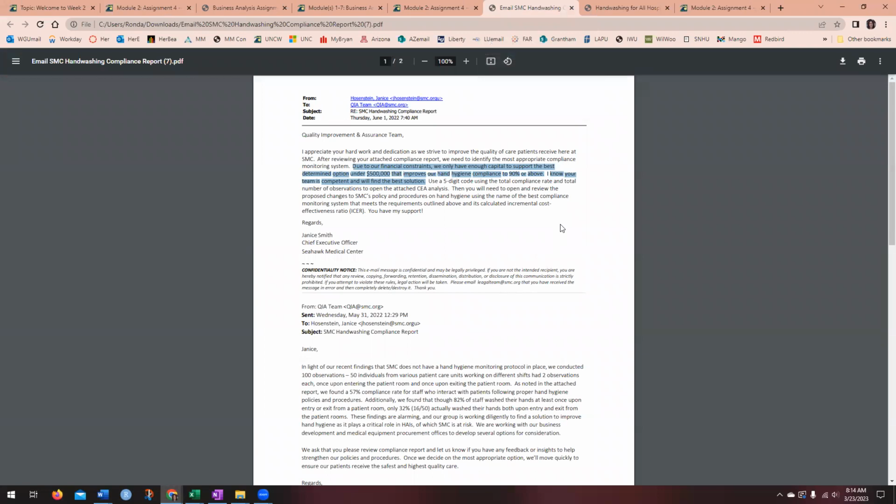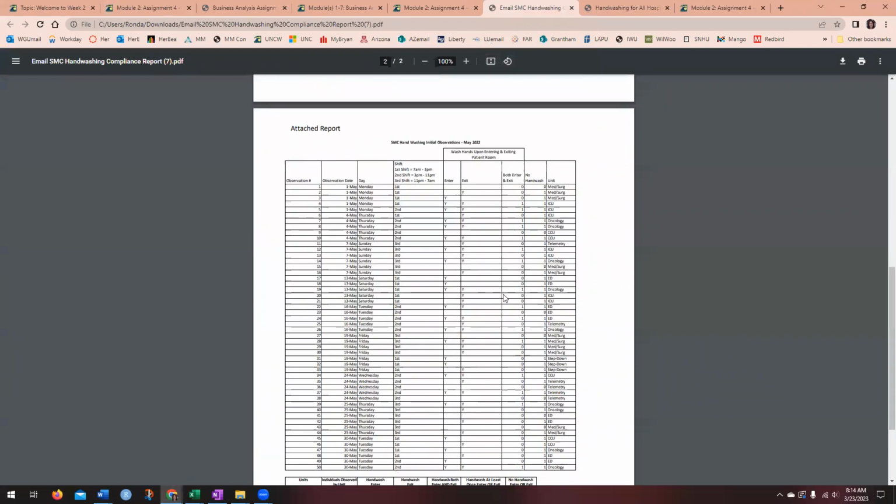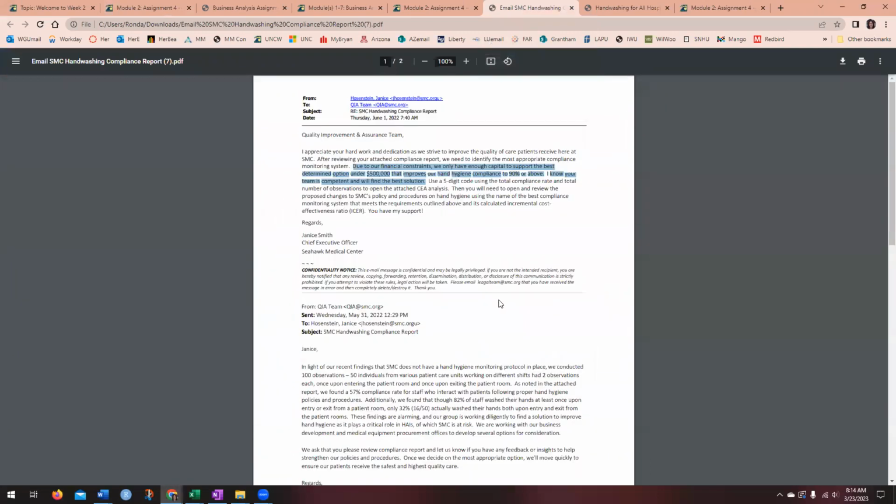This is the email, and it's going to give you a lot of different information on it. And you're just going to read this. There's nothing you need to do. And that's why I said that on there. However, it is going to give you some helpful information. It's going to tell you the code to get into our next spreadsheet, which is explaining that right here. And it's also going to tell us we can only spend $500,000 to help improve our hand hygiene. And we must have compliance rate of 90% or above.